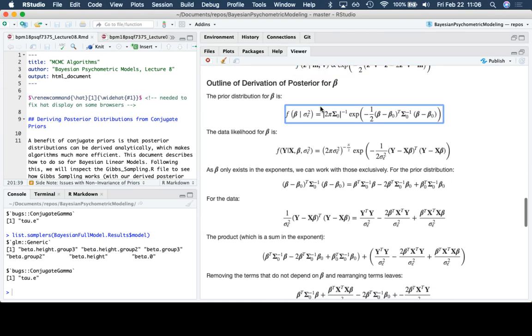So here's an outline of the derivation of it. This is our prior for beta, and it's multivariate normal, given sigma squared. What's in here, sigma squared 0, is not anything to do with the data. That's the prior covariance matrix for your betas.